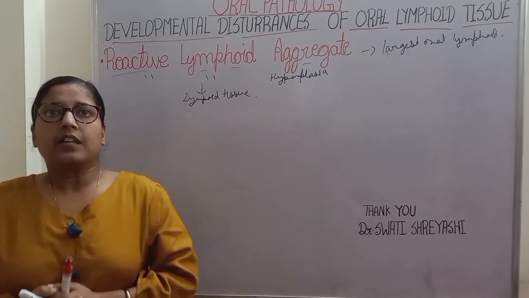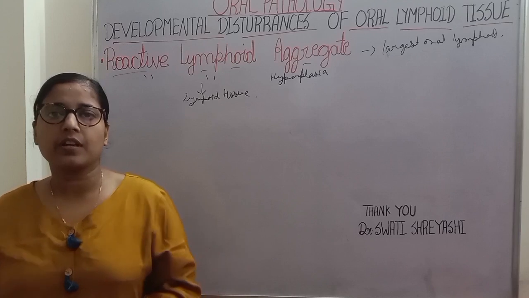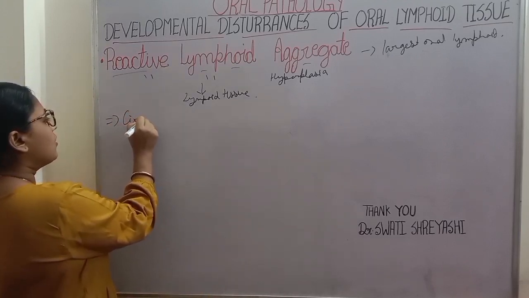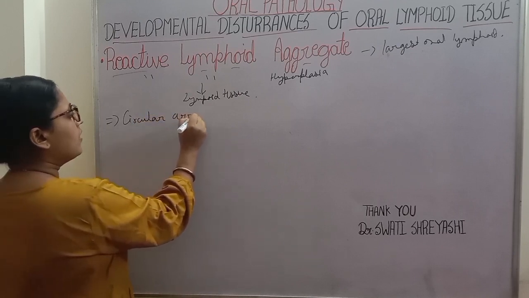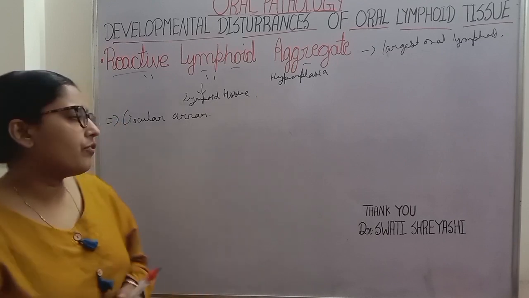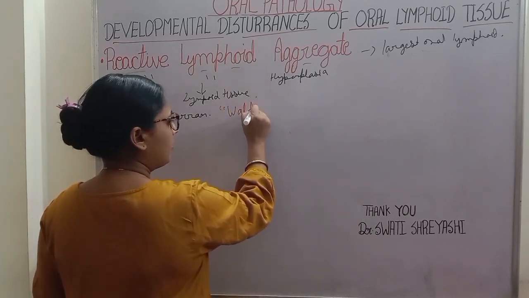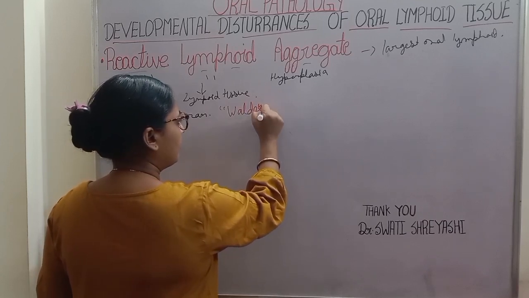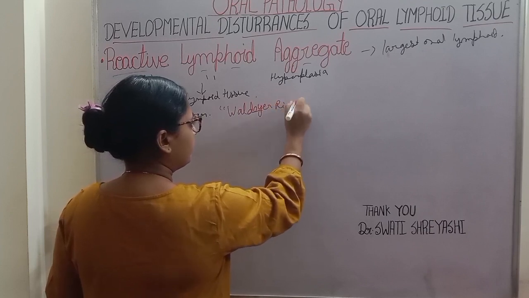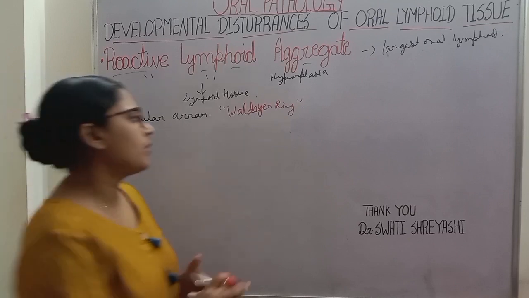Oropharyngeal lymphoid tissue, primarily distributed in a circular arrangement, called the Waldeyer ring. Circular arrangement में क्या कहते हैं? Waldeyer. In the posterior region of the mouth.